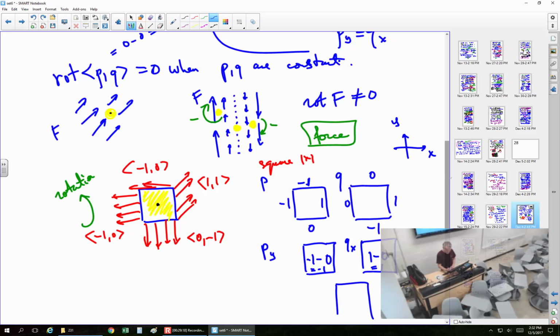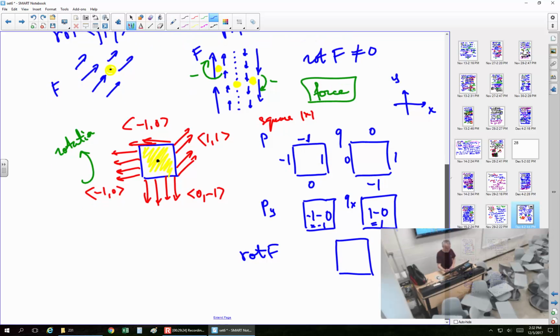So then what is my rotor? It will be the difference of, once again, Qx minus Py. So it will be 1 minus negative 1. It is equal to 2. So 2, a positive number, so the rotation, as we conjectured, is in the positive direction, the counterclockwise direction. Okay? So, well, that's to begin with.